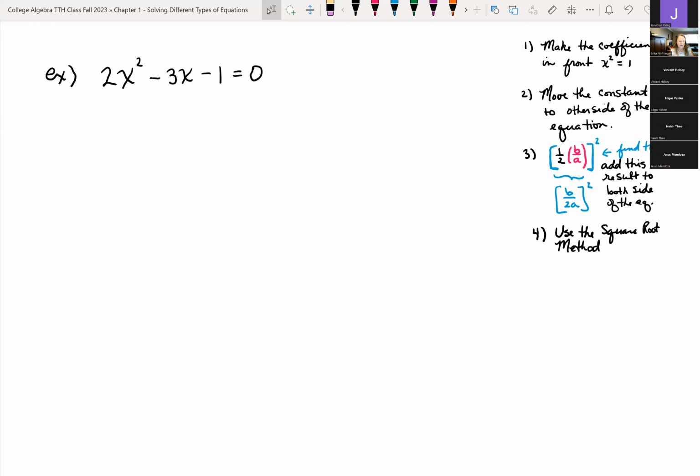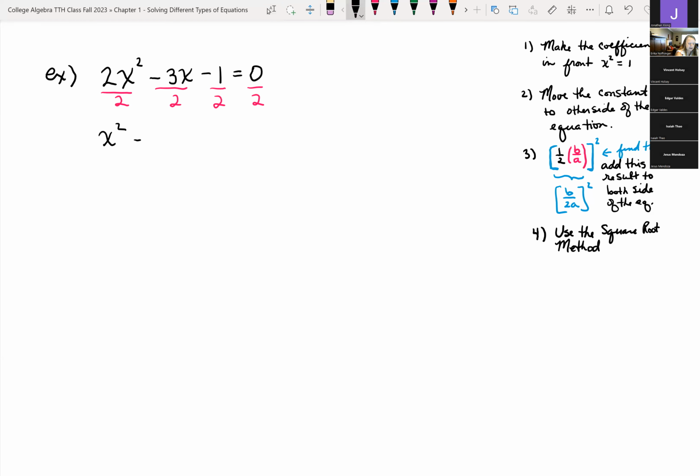So looking at the following example, we have 2x squared minus 3x minus 1 equals 0. And we want to use the completing the square method to help us solve this. So the first step says we want to make that coefficient, that number in front of the x squared, to be a 1. I don't want the 2 in front of the x squared, so I can divide every single term by that number, which is the same thing as multiplying everything on the left-hand side by 1/2 and everything on the right-hand side by 1/2. So doing that, I just created a 1 in front of the x squared, which I wanted.